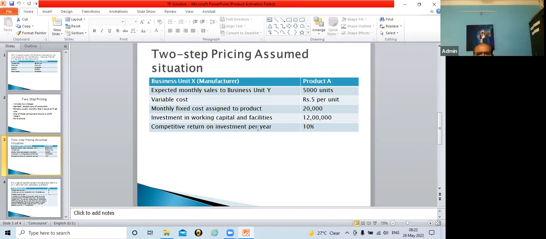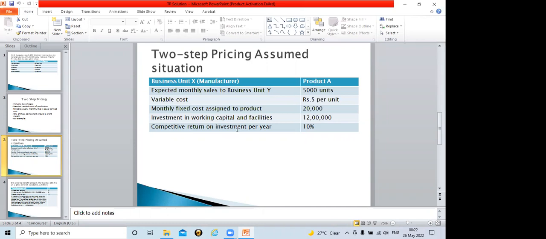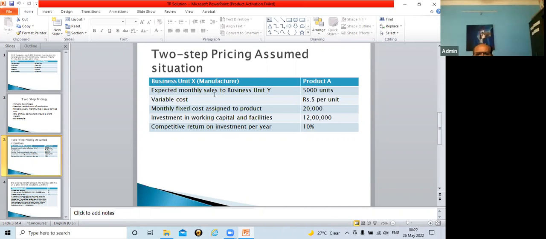Getting this point? Unit X is expecting 10% return on investment. How much is the investment? 12 lakh. So on 12 lakh, Unit X is expecting 10% return. So this was the discussion about this case. Now we will go for the solution, that is, calculate the transfer price. At what price Unit X should transfer to Unit Y, that we will have to calculate.